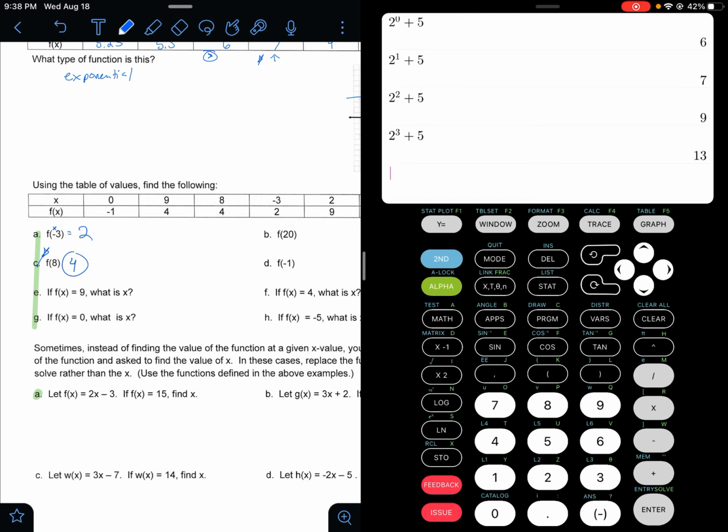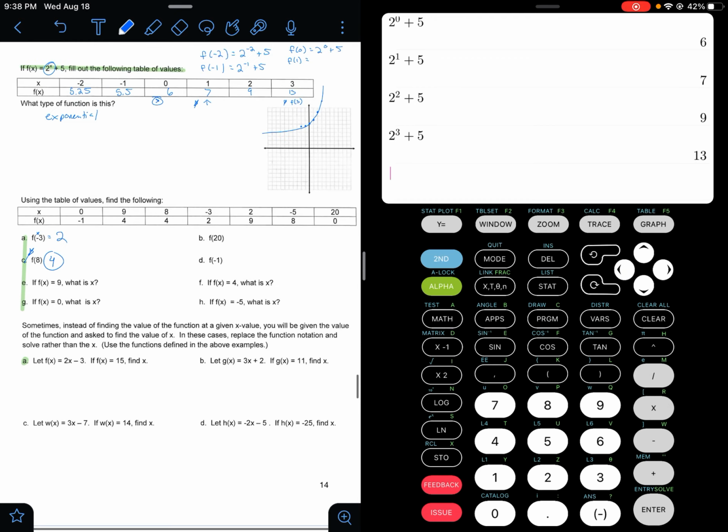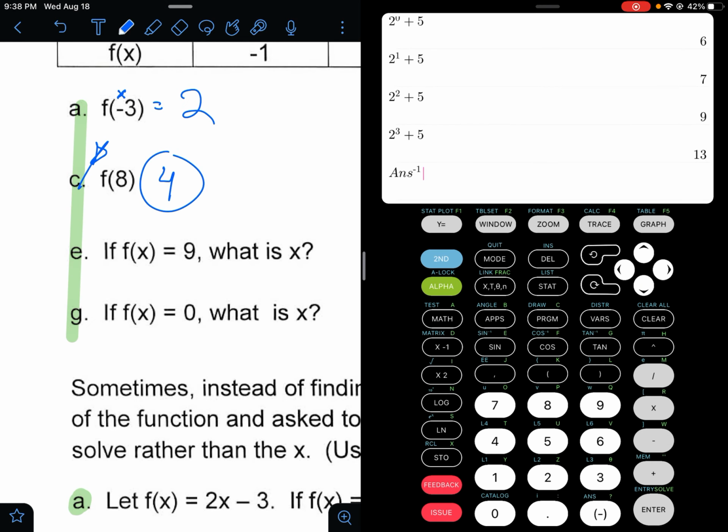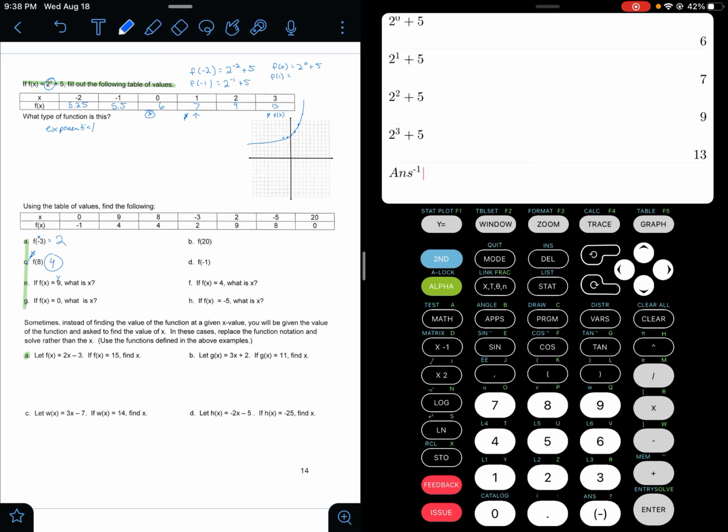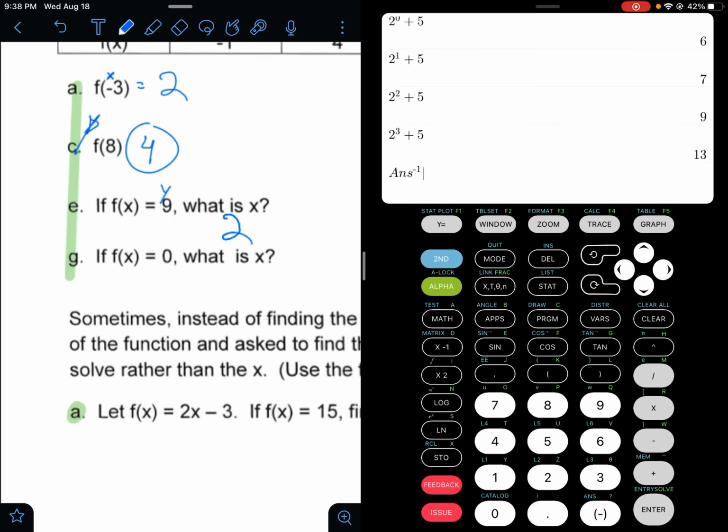Then it says if f of x equals 9, what is x? So what they're asking here is when your y value is 9, what is your x value? Well, go find a y value of 9. Your x value is going to be 2.